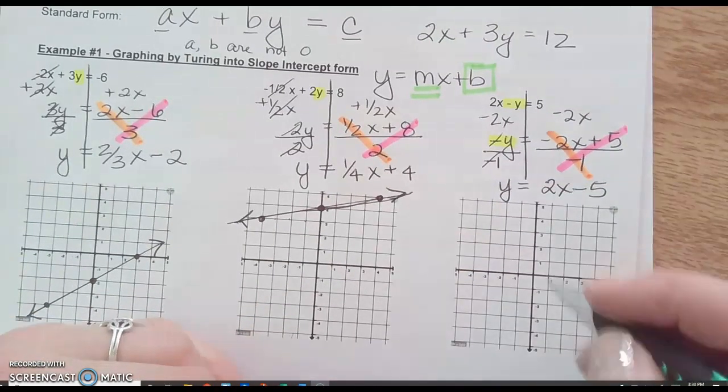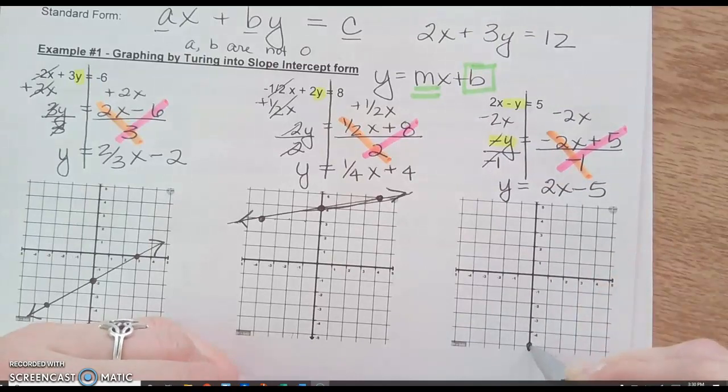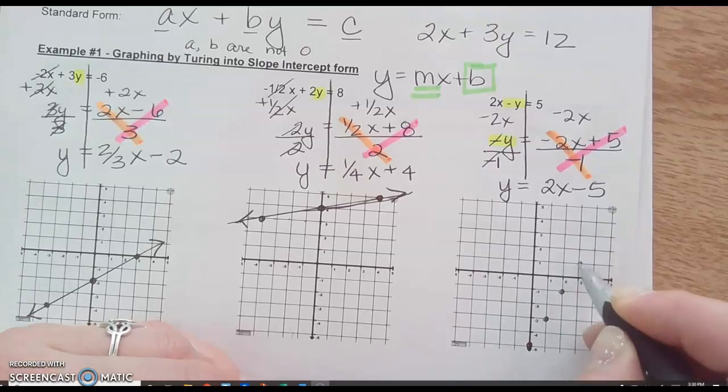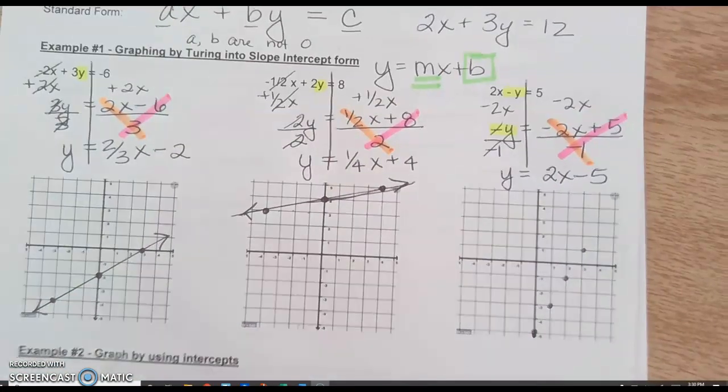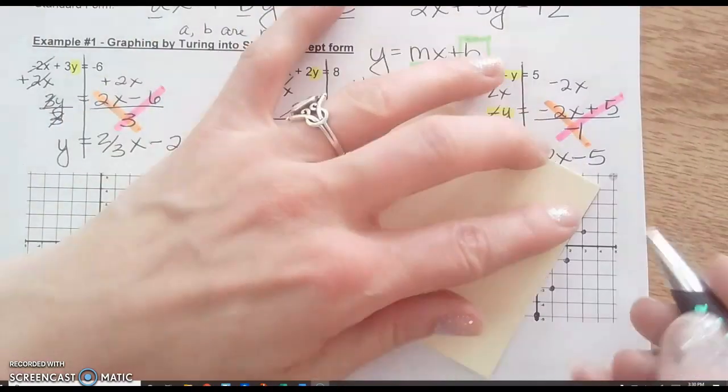Okay, so now I'm ready to graph it. It crosses at -5, and then it goes up 2 over 1, up 2 over 1, up 2 over 1. So there's my line. All right.